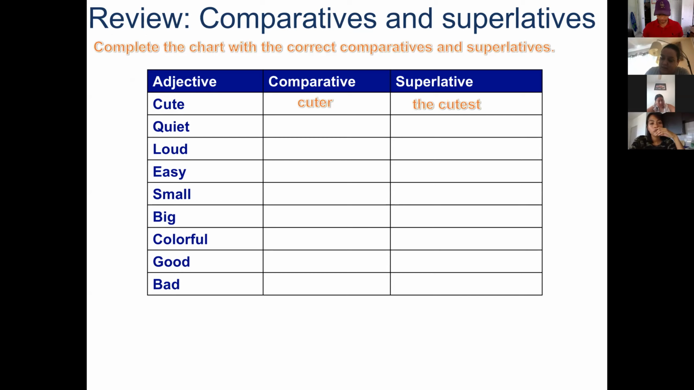Quiet, the quietest. So you've got quiet, quieter, and the quietest. Okay. Loud, louder, and the loudest. Easy, easier, the easiest. Good.